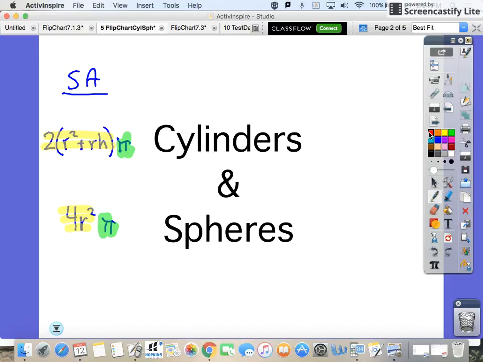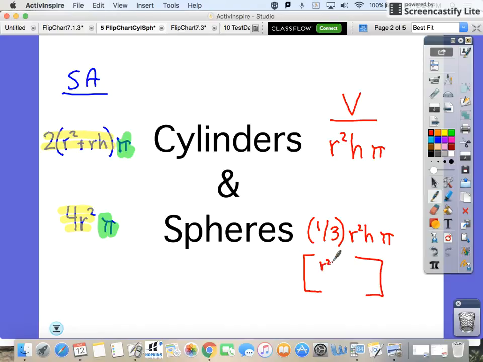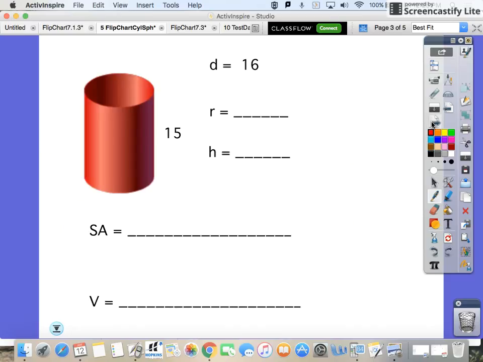Then I want you to change the volume formula for these two also. I would like you to rewrite the cylinder formula as r squared times h times pi. And then for the sphere, I would like you to rewrite it as 1/3 r squared h times pi. The other thing you could do here, if you would like, is write it as r squared h divided by 3 times pi. It's up to you, whichever you prefer. All right, so let's go ahead and get started.